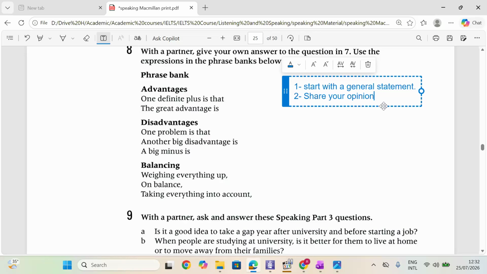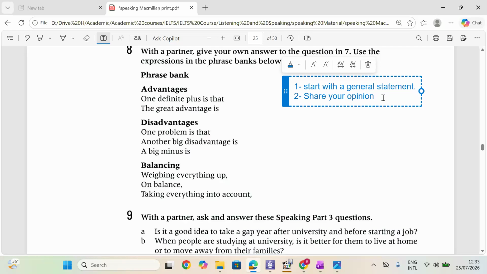Start always with a general statement and share your opinion, then structure your talk like that. What I mean here, we are talking about traveling alone or traveling in a group. You can start with a general statement about traveling in general. You can say traveling is a good experience as one can learn about new societies and cultures and so on. Here I'm talking about traveling in general. Then I'll share my opinion.